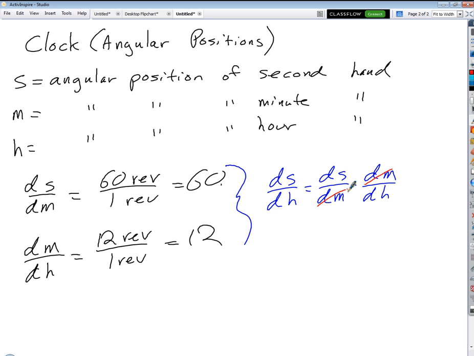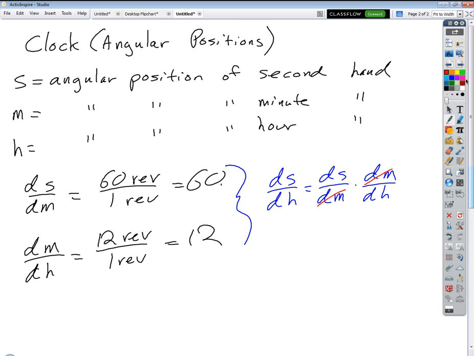Does that mean the second hand goes around the clock 720 times in the time that the hour hand goes around once? Yep, in 12 hours. It doesn't seem like enough, does it? Too many seconds of our lives.